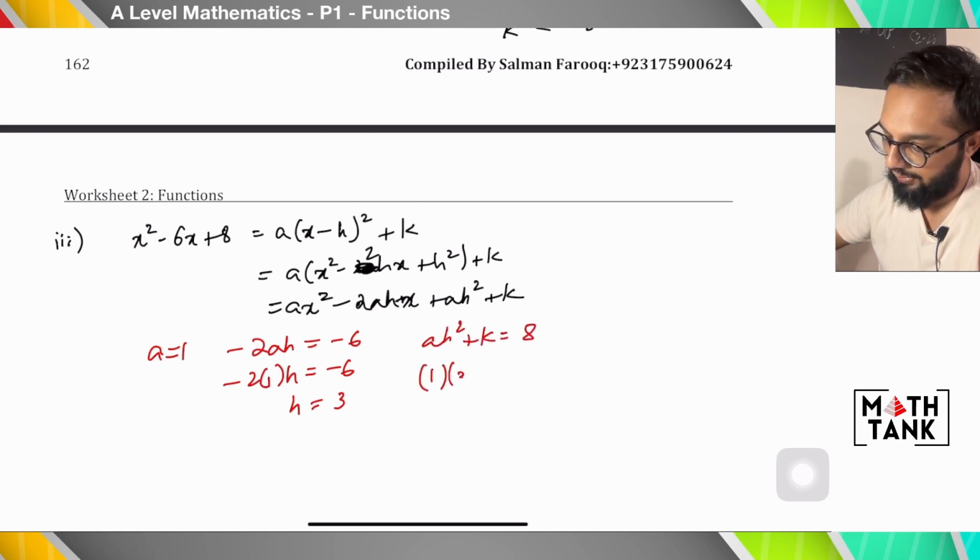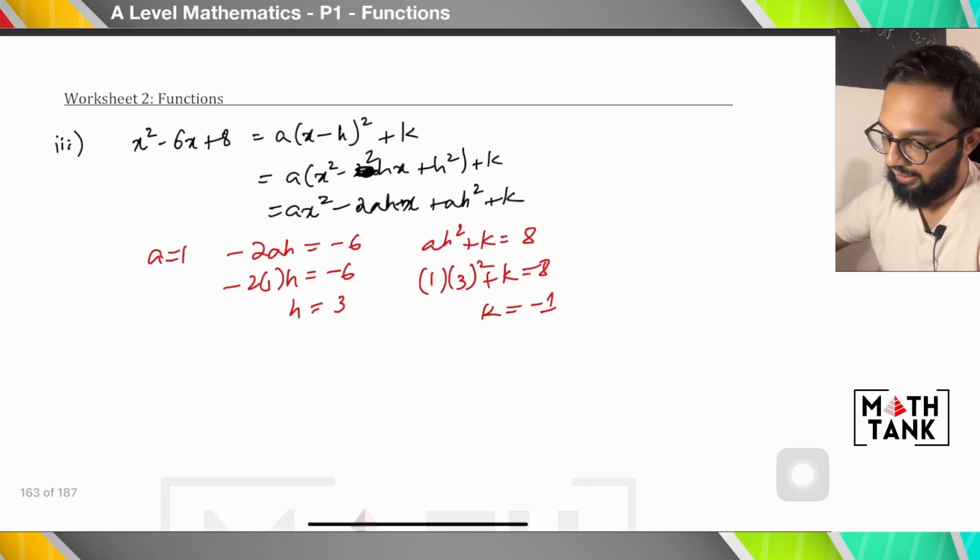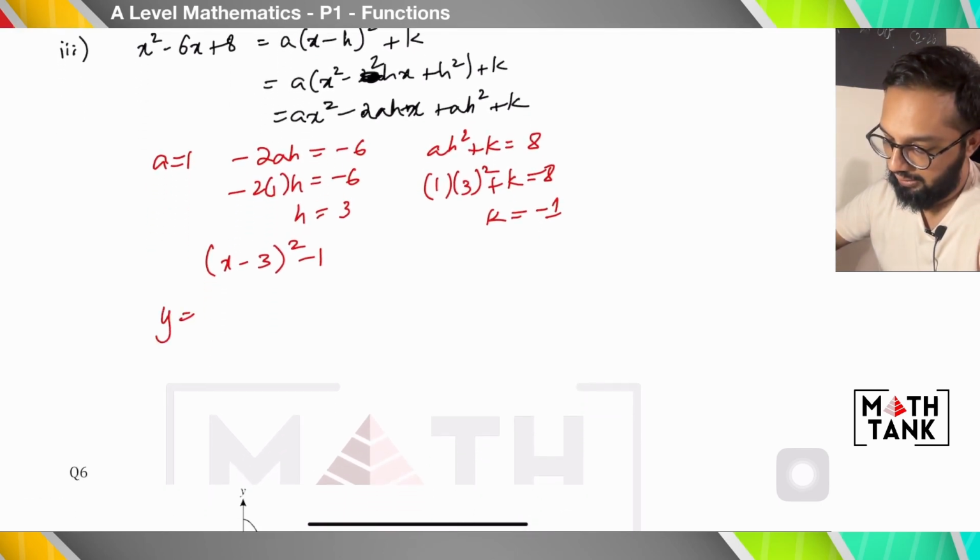So 1 times 3 squared plus k equals to 8. K is equal to minus 1. So my completed square form is basically x minus 3 whole square minus 1. I will use this form to obtain the inverse.